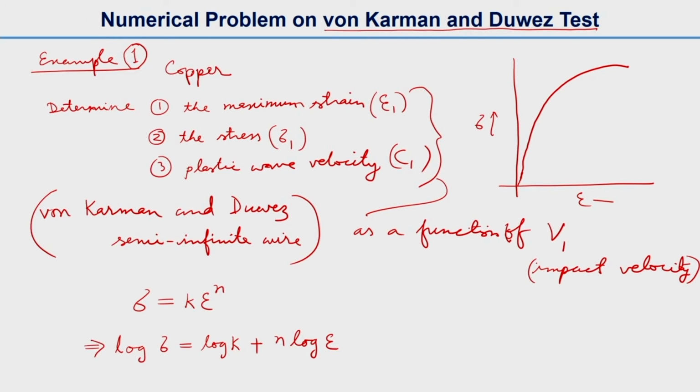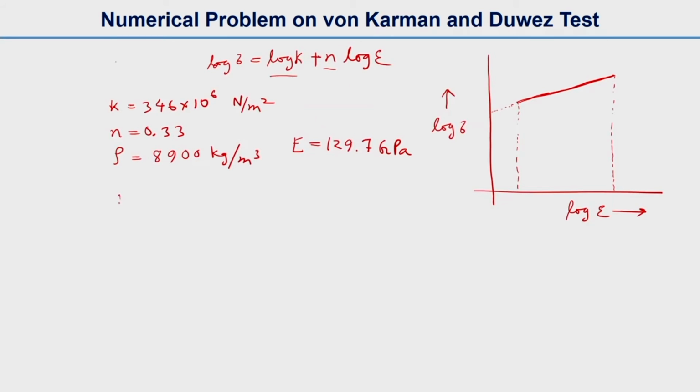So what we wanted to know is the maximum strain. We know the maximum stress is related to the necking instability. So for necking instability we found out that the maximum strain is equal to n, and that is 0.33. So we will use this, and so we need to find C1, the plastic wave velocity, and C0.